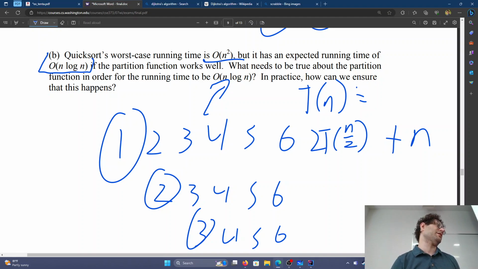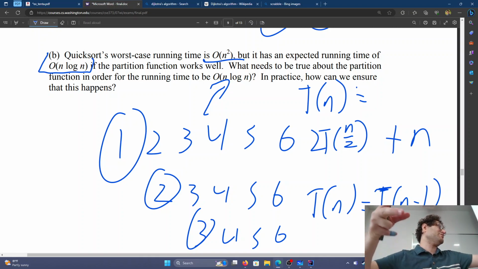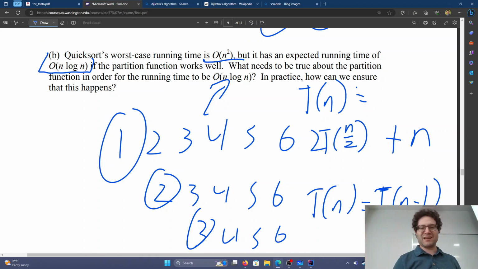To recombine all the work, it takes n time. Rather than that, it becomes T(n) = T(n-1) + n, which means that rather than reducing it into two problems of half the size, we're taking the problem and reducing it into a single problem of one less. And then we're spending n time on it.